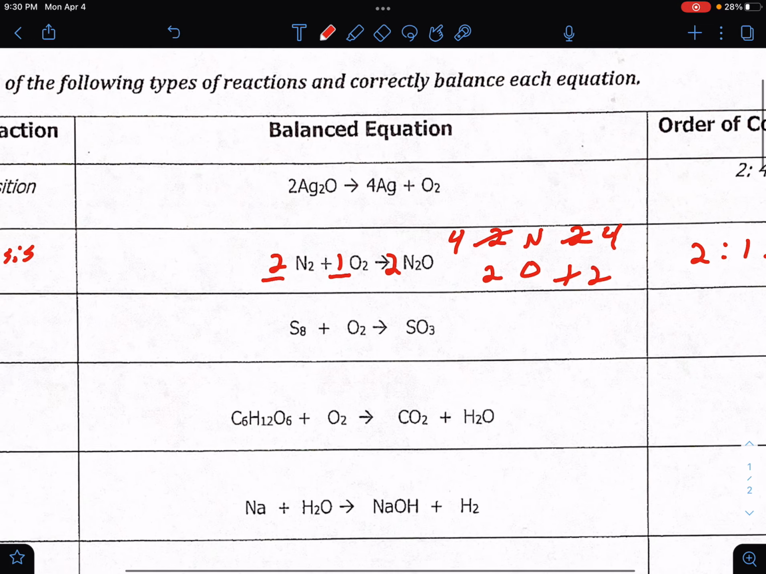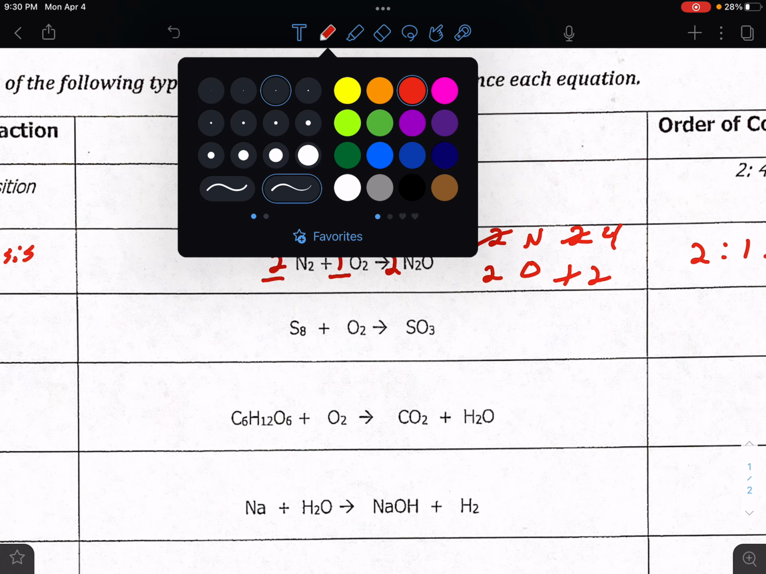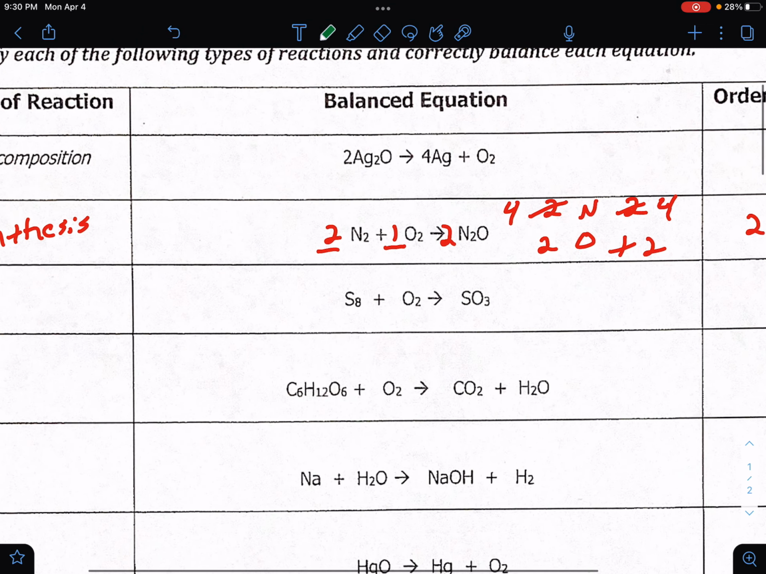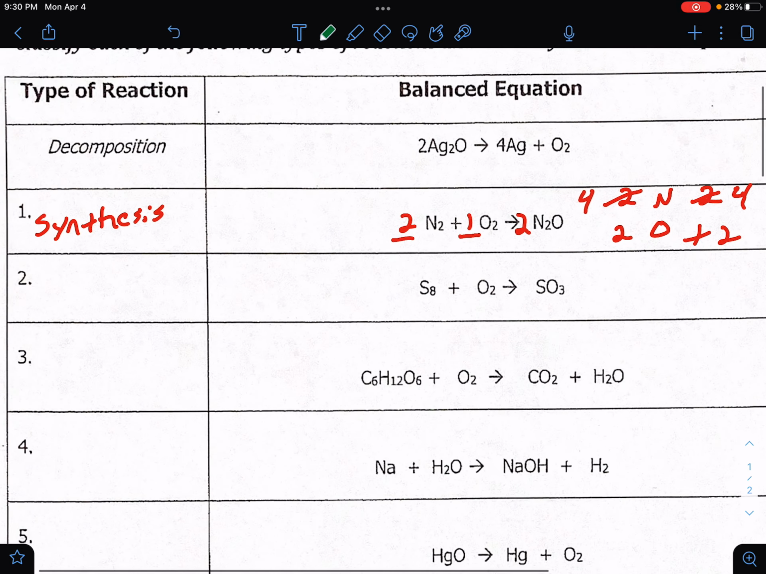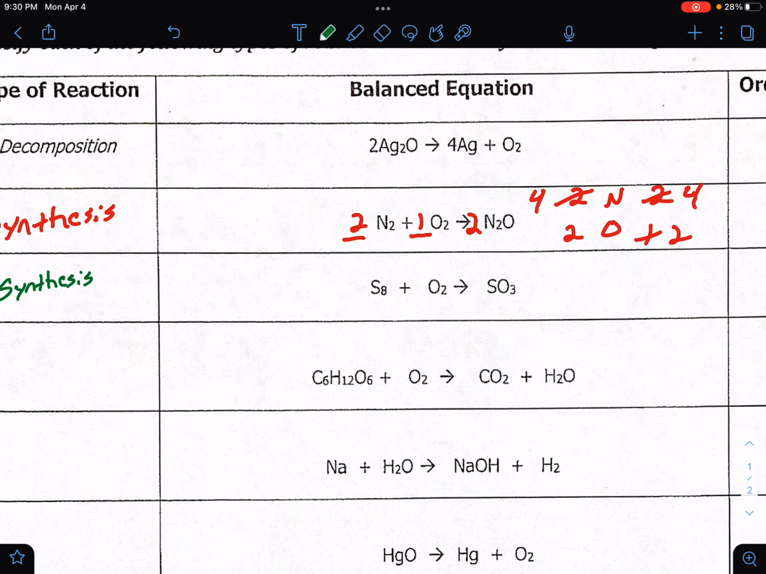Okay, let's try another one, and I'll do a different color just in case it starts to blur a little bit. So I have S8 plus O2 gives me SO3. I have two things turning into one thing. So again, this is another synthesis. Now let's worry about our balancing. I have sulfur and I have oxygen to balance.